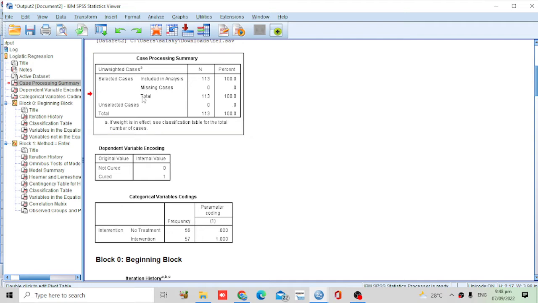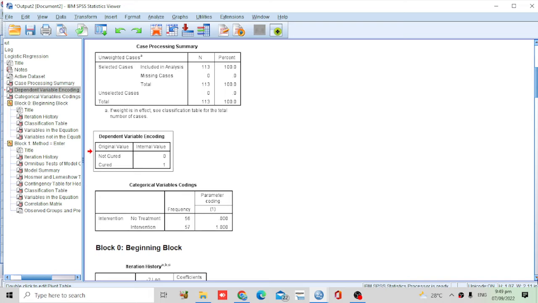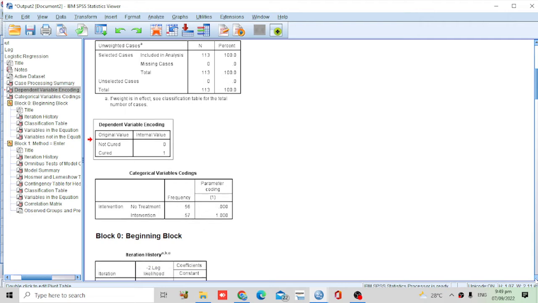As for the case processing summary, as you can see, we do not have missing values, and our number of participants is equal to 133 participants included in this study. Then our dependent variable is coded 0 as patients who are not cured, and 1 as patients who are cured.